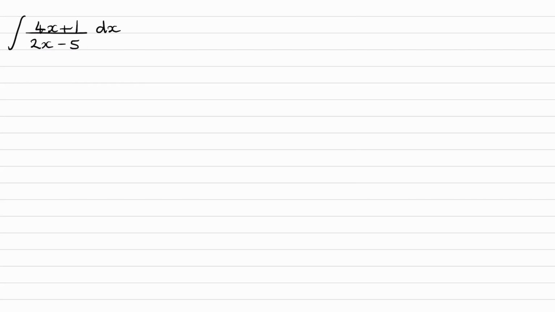For this question, we can use substitution. So we can set u to be equal to the denominator. If we set u to be the denominator, we can easily, after we sub everything in, separate this into individual fractions that can then be individually integrated. So if u is equal to 2x minus 5, then du/dx is 2.